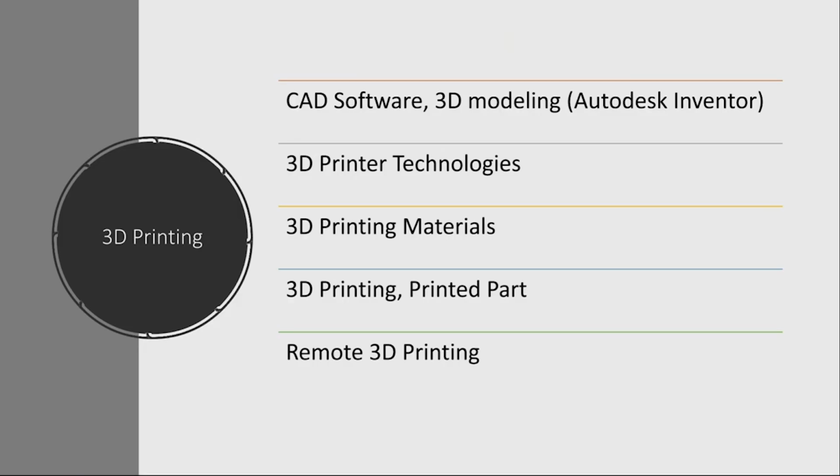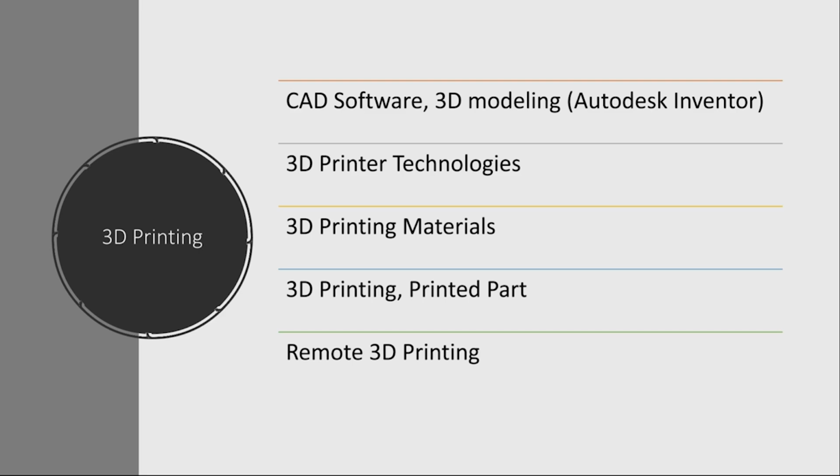In this 3D printing session, I'll go in deep with CAD softwares. Here I will be using Autodesk Inventor for demonstrating 3D modeling, and then 3D printer technologies. That literally means how a 3D printed object is made, with what all technologies, what all types of 3D printers are there in the market, and then the materials used in 3D printers, different types of material in different types of 3D printers. Remote 3D printing.